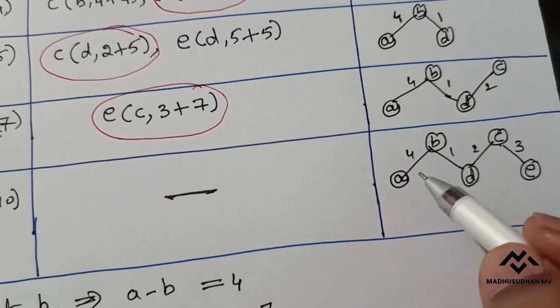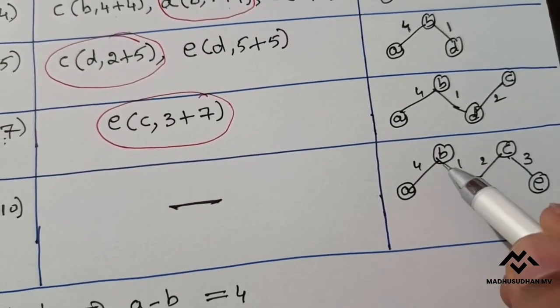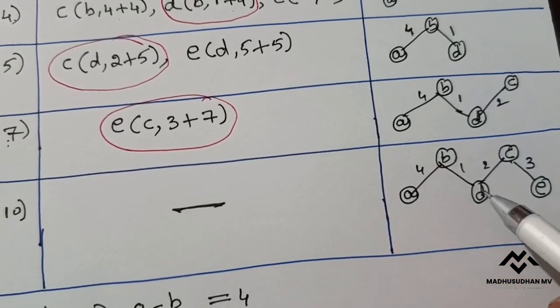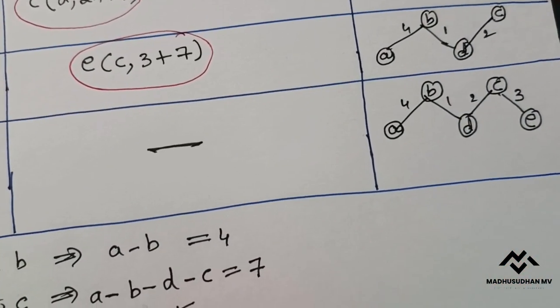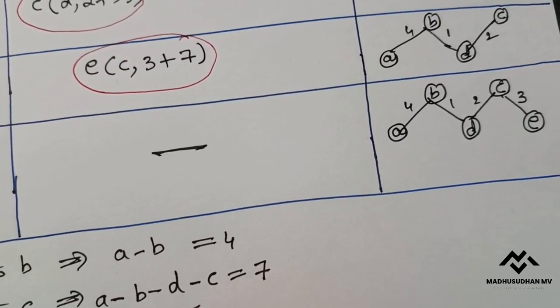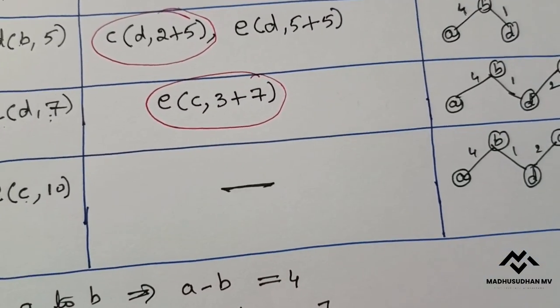You can observe here only, illustration part. E I reach from C, C I reach from D, D I reach from B. So A, B, D, C, E. This is my shortest path, A to B to D to C to E. The shortest distance is what? Totally 10. So this is my shortest distance.